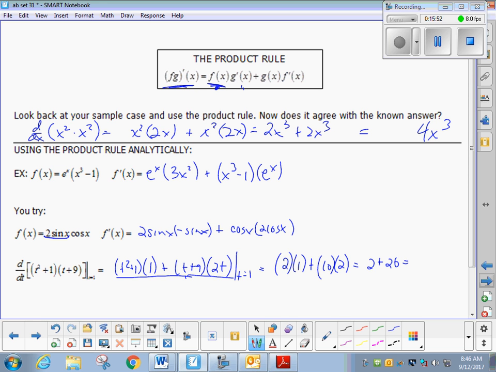What'd you get? 22. I concur. Okay? If you didn't get 22, check your derivative, that you used the product rule correctly, and then after that, check that you did the arithmetic correctly. I think 22 sounds right. Okay? So analytically, that's the most common type of derivative. We use just the equation and take the derivative using the product rule.